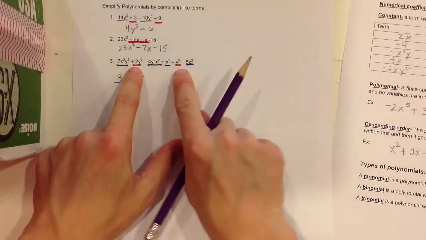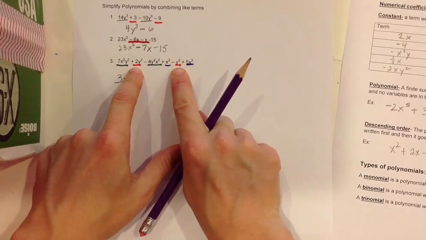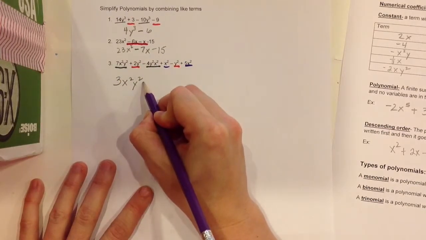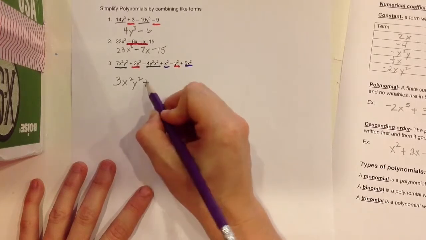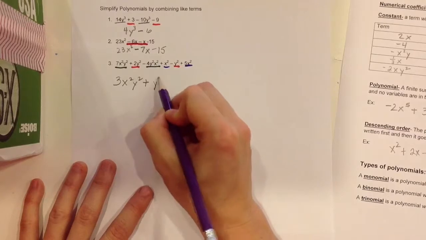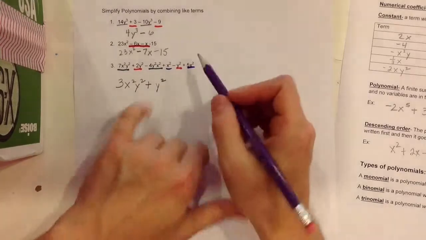Now let's look at our y squareds. I have a positive 2y squared and a negative 1y squared. Different signs. I'm going to subtract. Take the sign of the bigger number. The bigger number is positive, so I'm going to have a positive 2 minus 1 is just 1 y squared. Now remember, you don't want to write your 1 in your Course Compass homework because that will not be in simplest form. So just y squared.